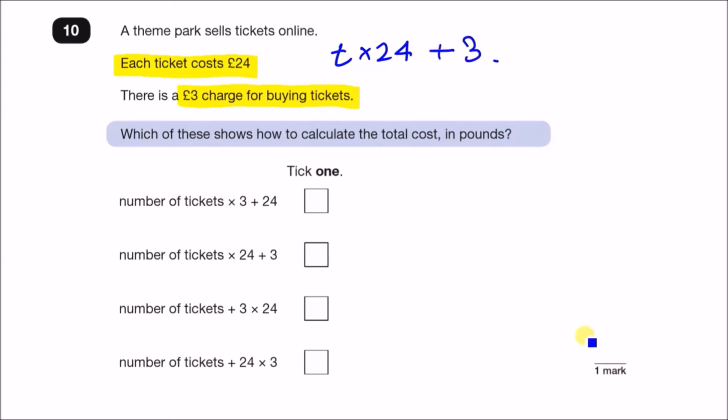Now, look at the equations here. So, what do we have? It says number of tickets times 3. Nope, can't be because you're not multiplying by 3. Number of tickets times 24, add 3. Yeah, I think that's definitely it. Number of tickets plus 3 times 4? Nope, it makes no sense. So that's the only answer.